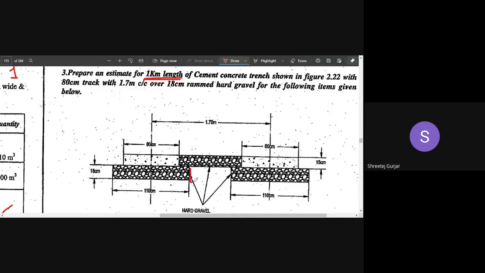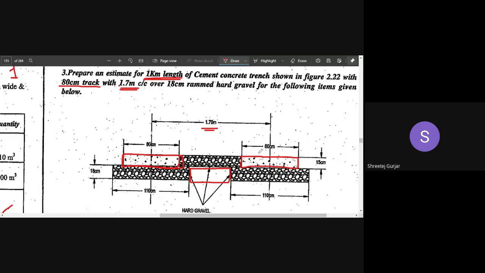You can see you have an opening, with an 80 centimeter track. This road is your track or pavement on which your vehicles will move. You have two of them, one at the left side and one at the right side, spaced 1.7 meters center to center. This is the spacing between them.